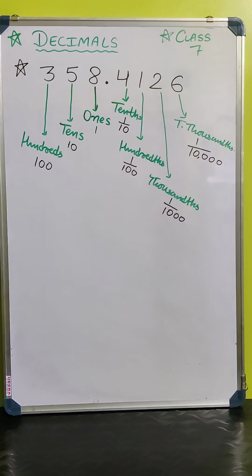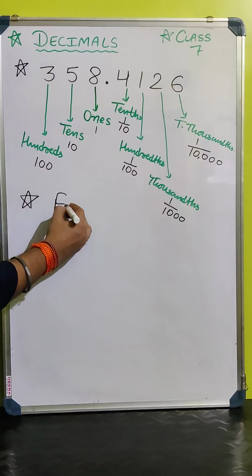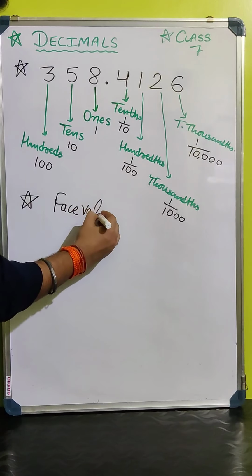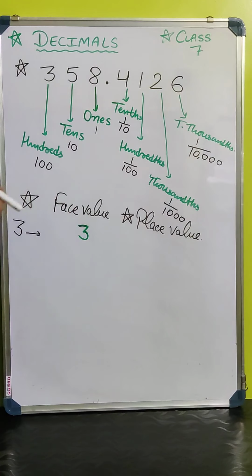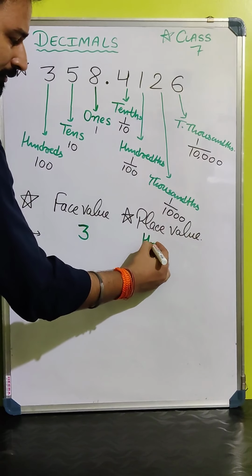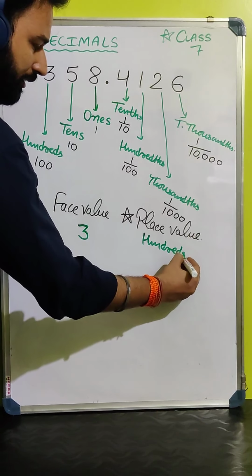Now we have two things: one is face value and the second is place value. If I write here 3, what will be the face value and the place value? Face value means the face, what is visible in front of you. The face value of the 3 is 3 only. And the place value is hundreds.